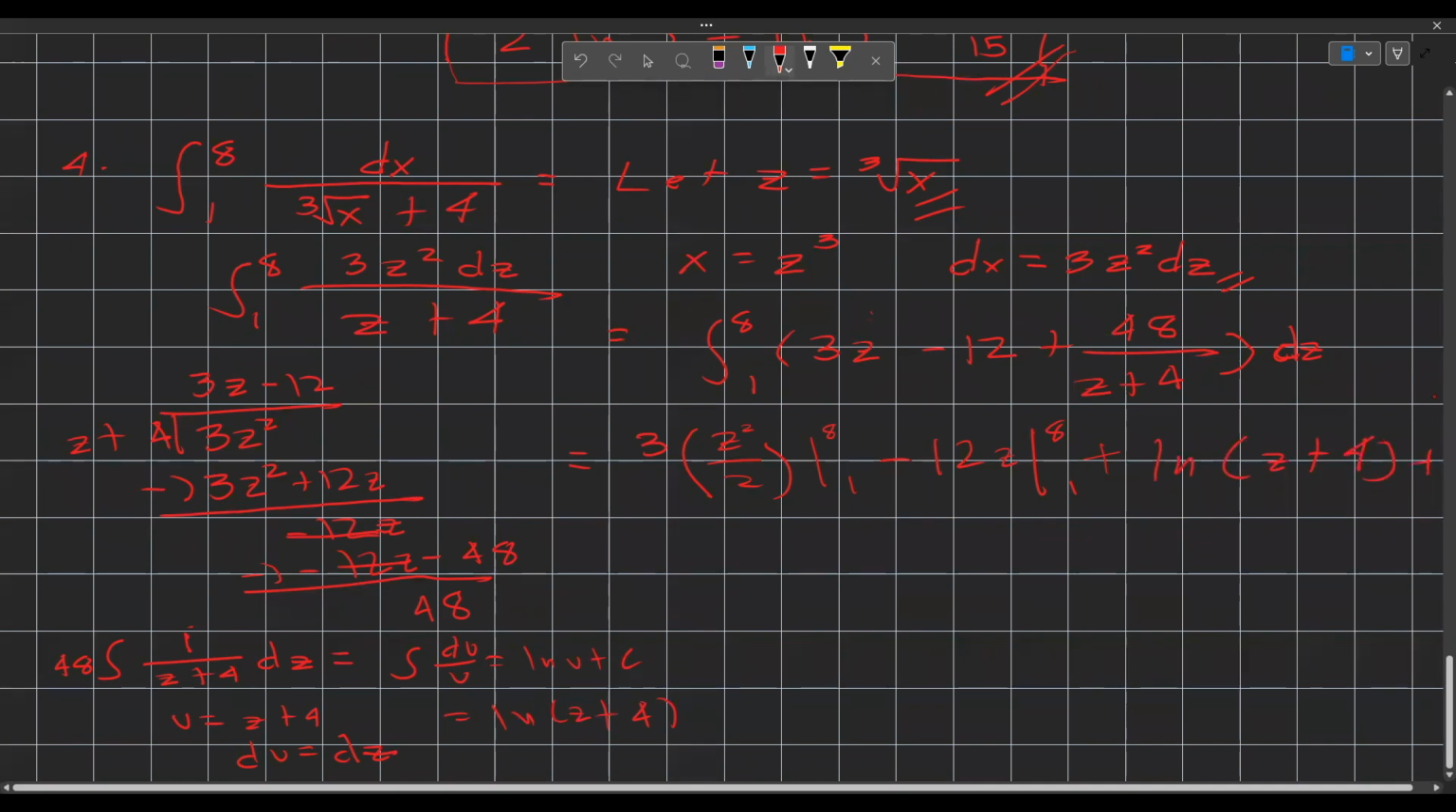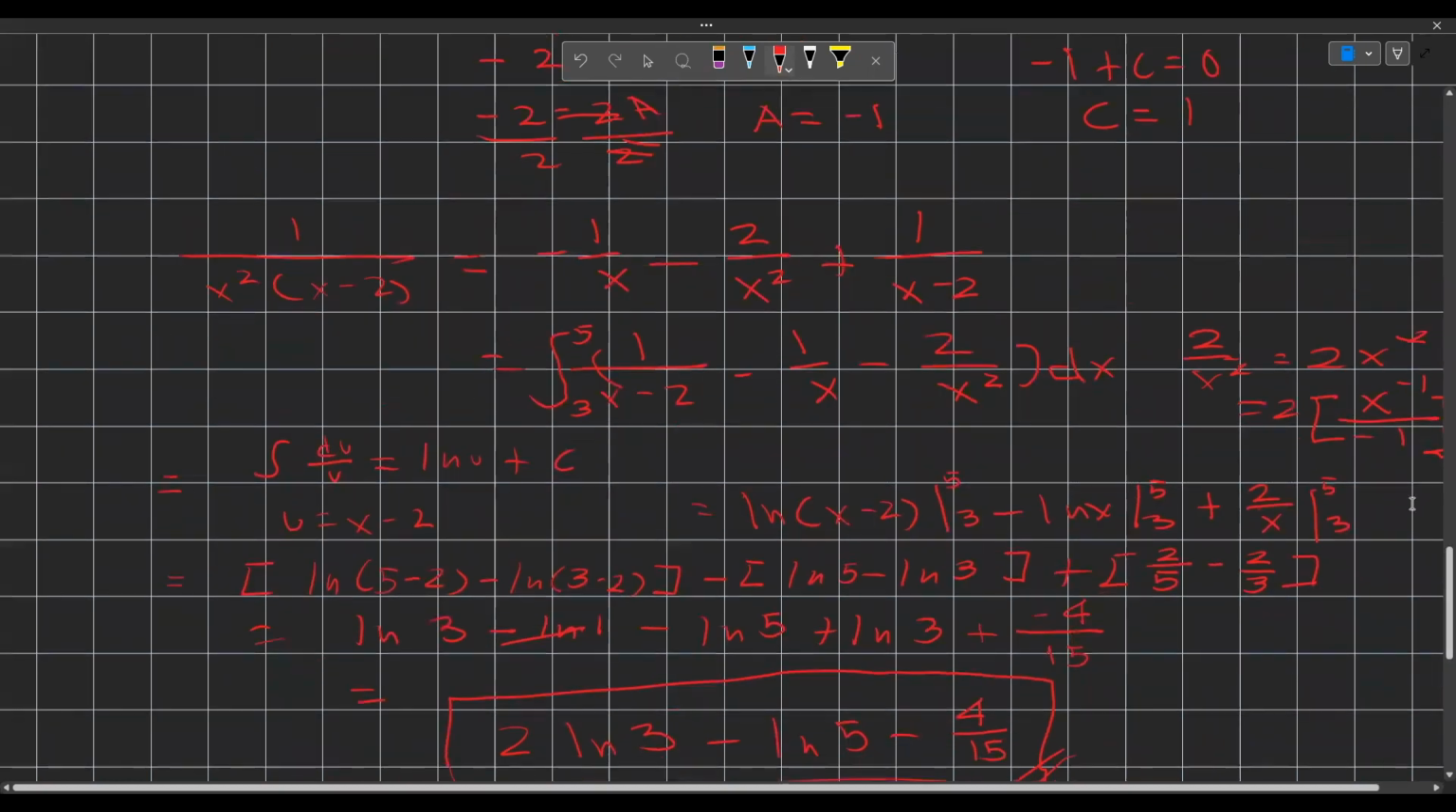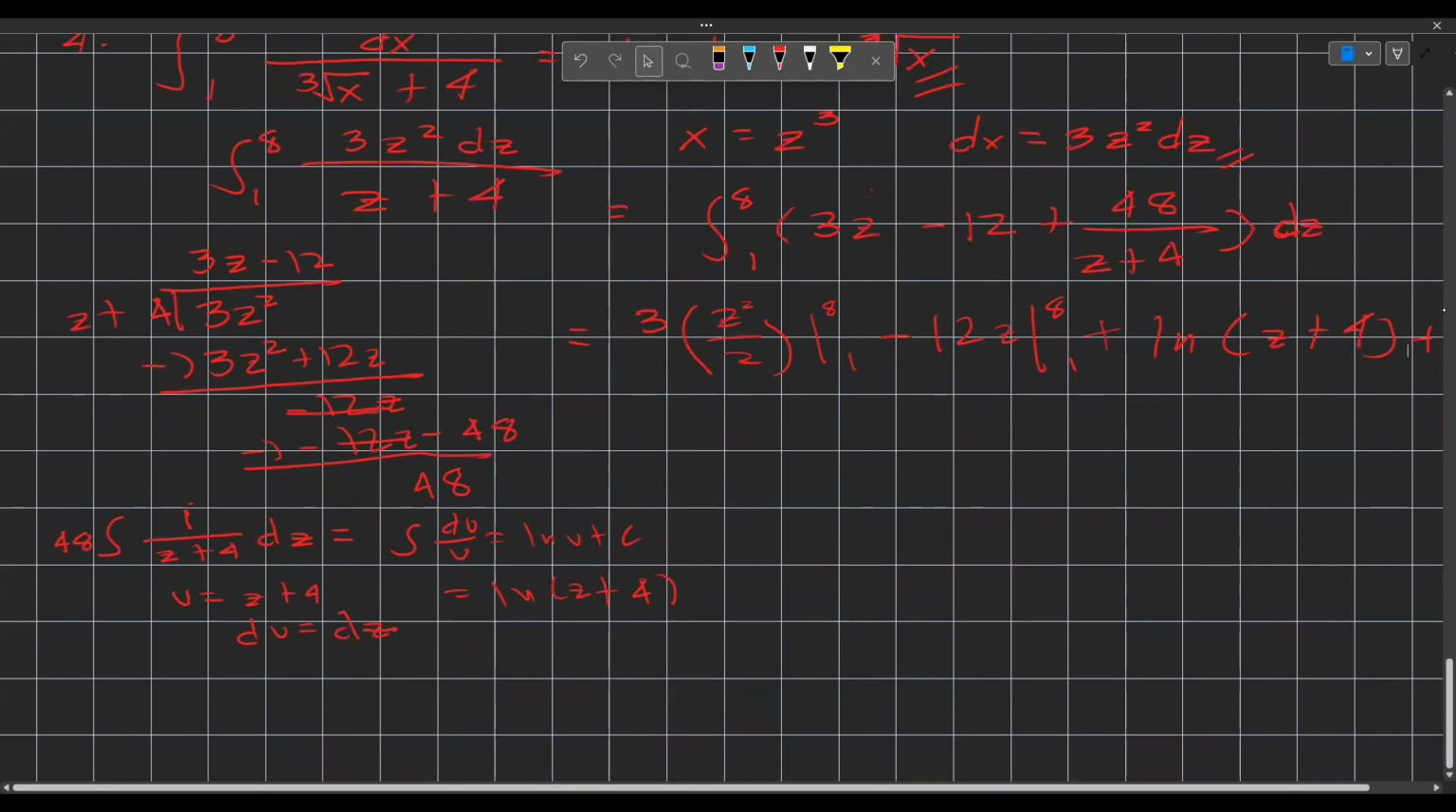Now this is not our final answer, since remember that this is a definite integral, and our values are still represented by z, which means we have to substitute the value of z, which we wrote earlier, our z is equal to the cube root of x.